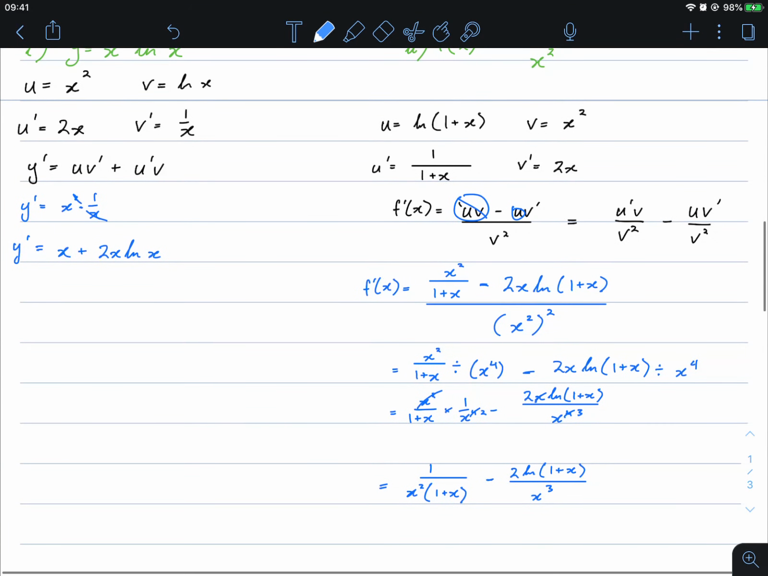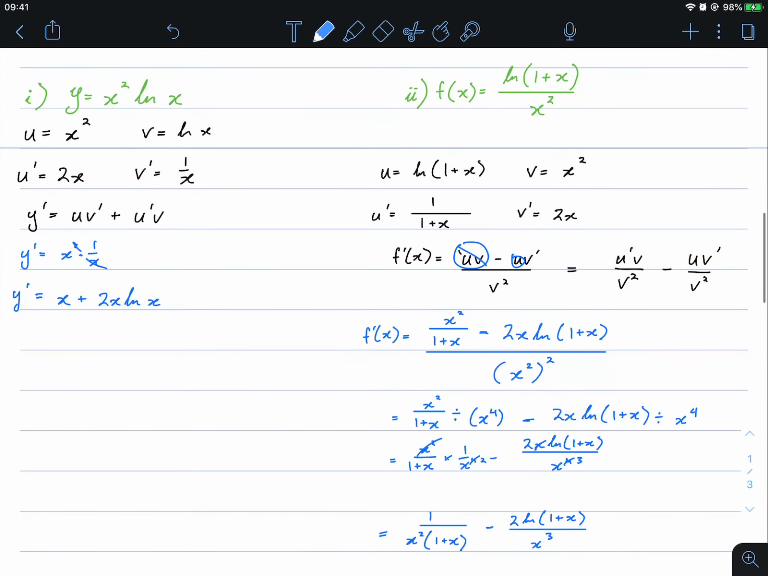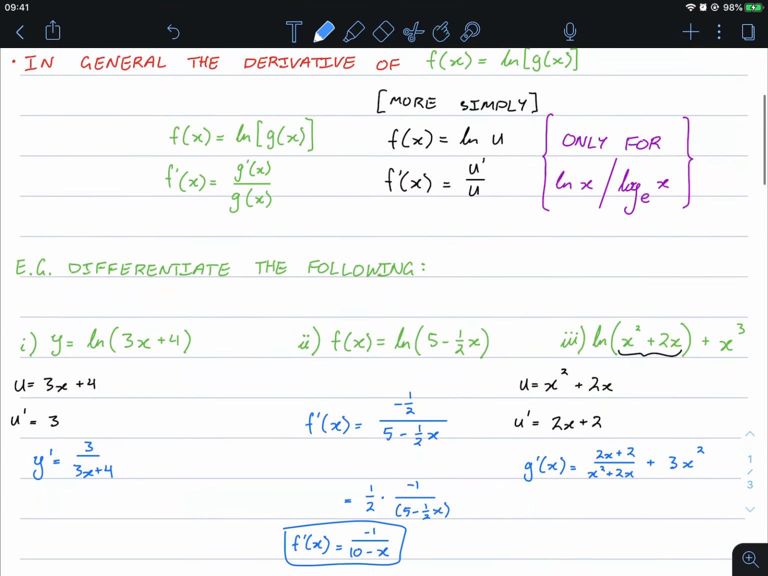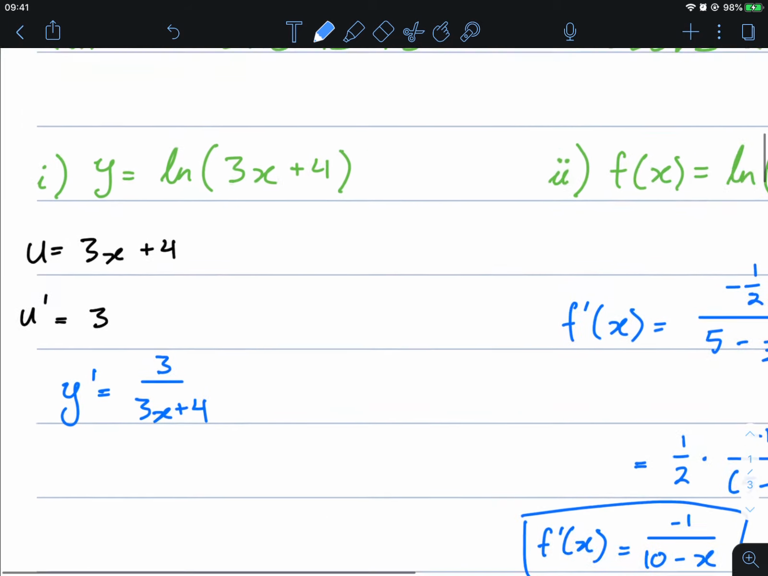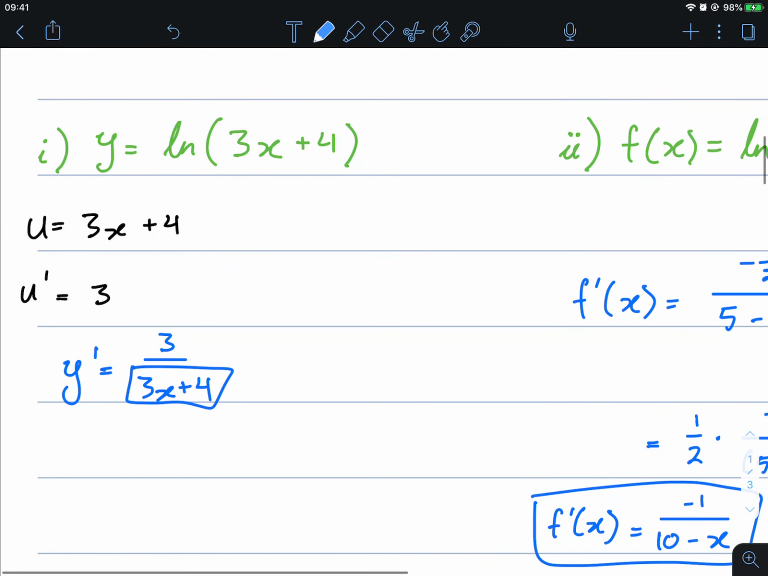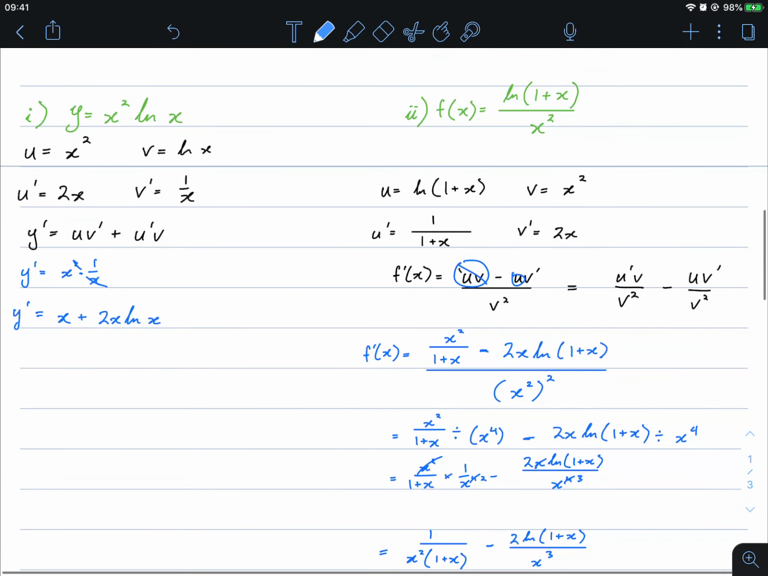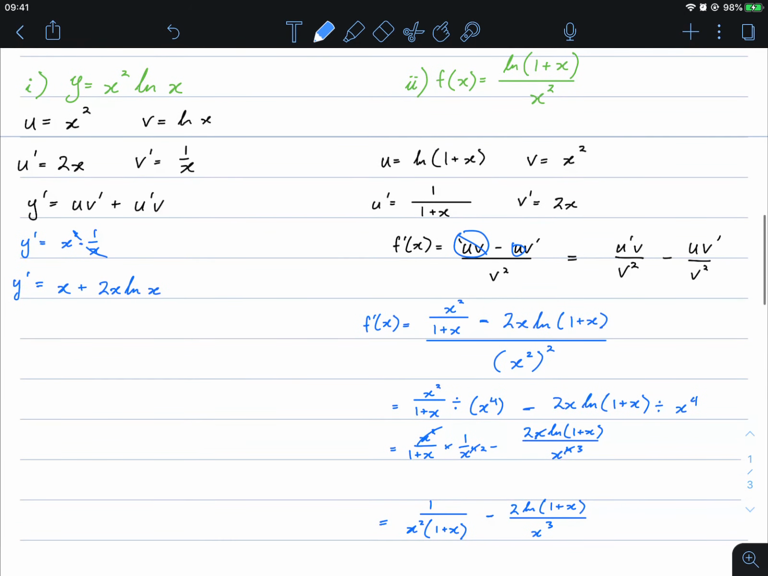So hopefully that didn't scare you too much, but the main idea I hope you took from this is that the derivative of ln of x is the same expression, with the numerator being the derivative of the denominator. And then just different applications of it to the product rule and the quotient rule.